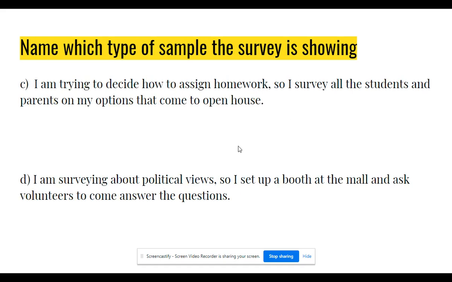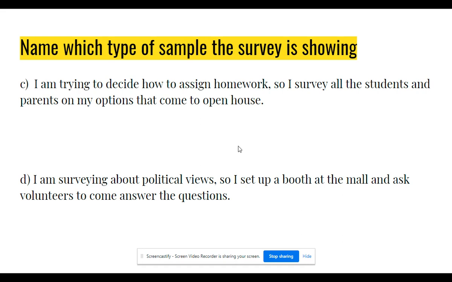C, I am trying to decide how to assign homework, so I survey all the students and parents on my options that come to open house. So, is that voluntary response, systematic random, convenience, or simple random? D, I am surveying about political views, so I set up a booth at the mall and ask volunteers to come answer the questions. Voluntary response, systematic random, convenience, simple random.